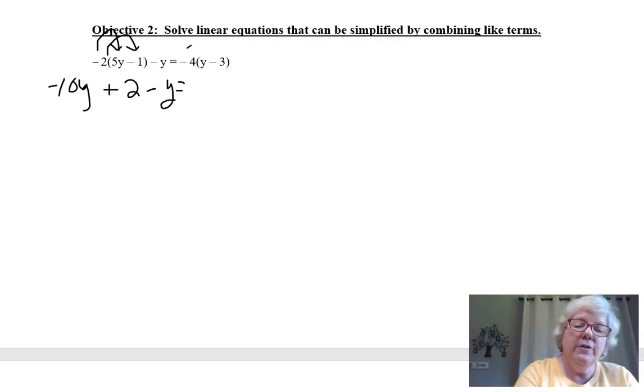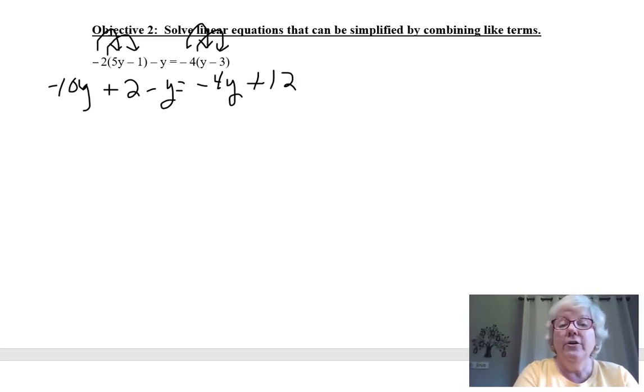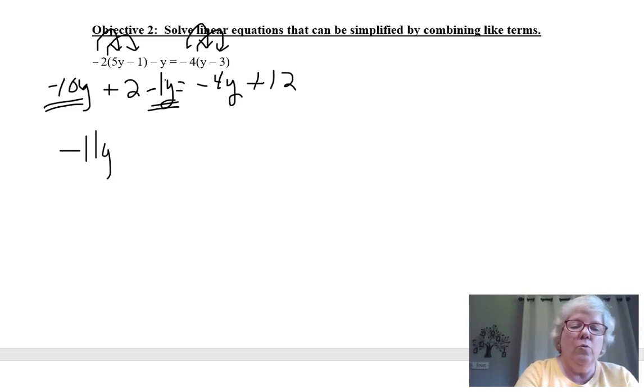Again, I'll use a distributive property. Negative 4 times y is negative 4y. Negative 4 times negative 3 is positive 12. Now here I will combine my like terms that are on the same side. Do not change the signs. Keep the signs the same here when I'm combining my like terms that are on the same side. So that's a negative 10 and a negative understood 1, and that will give me negative 11y. I will just bring everything else down.